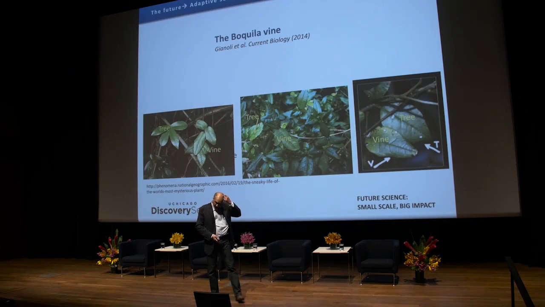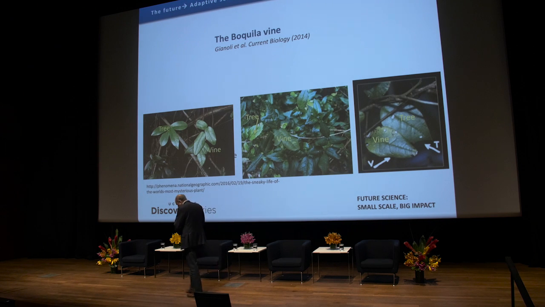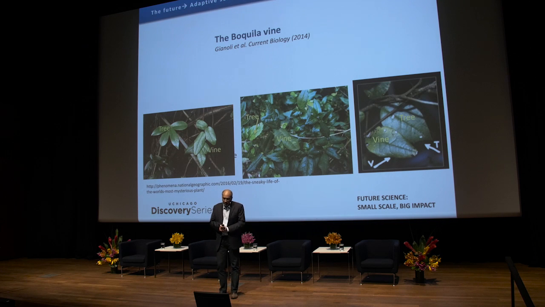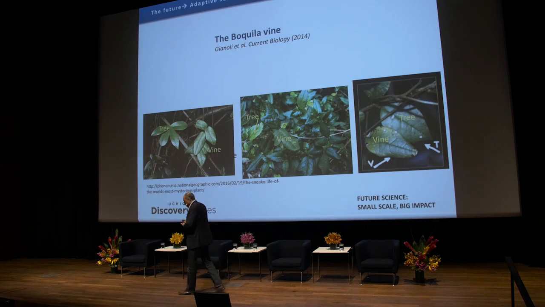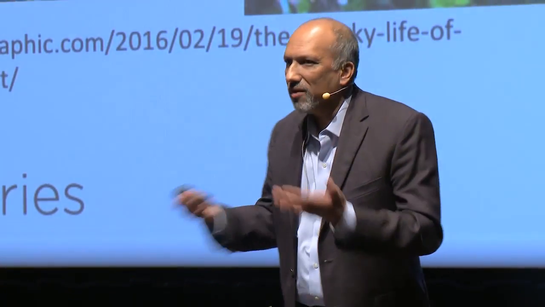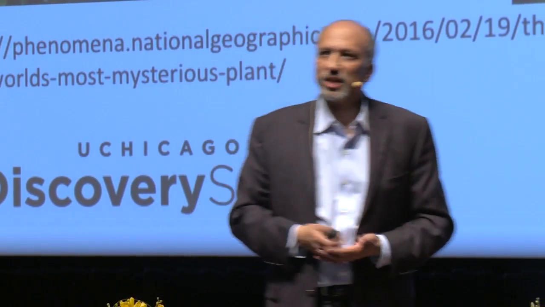So where is the future headed? And for this, I would like to give the example of the boquilla vine. This is a vine that is found in Chile, and it is a very interesting plant. When this vine grows on any tree, the leaves of this vine try to mimic the shape of the leaves of the tree that it is growing on. Now, this is amazing, because the vine cannot see in the common way that we define seeing. So obviously, it is sensing something in a distributed way, and then changing the shape of its leaves.